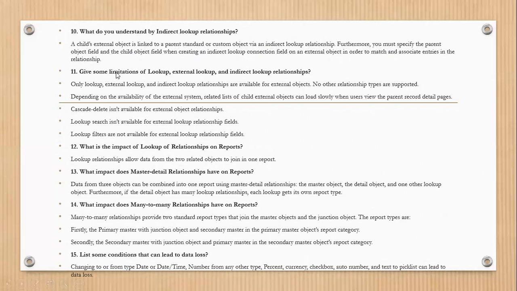Next question: give some limitations of lookup, external lookup and indirect lookup relationships. Only lookup, external lookup and indirect lookup relationships are available for the external object. No other relationship types are supported, depending on the availability of the external system. Related lists of the child external object can load slowly when a user views the parent record's detail page. Second, the detail is not available for external object relationships.